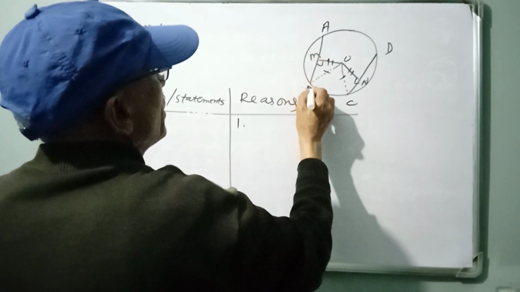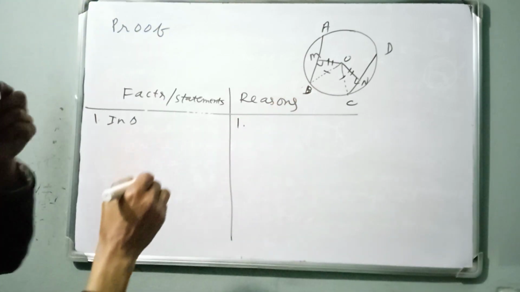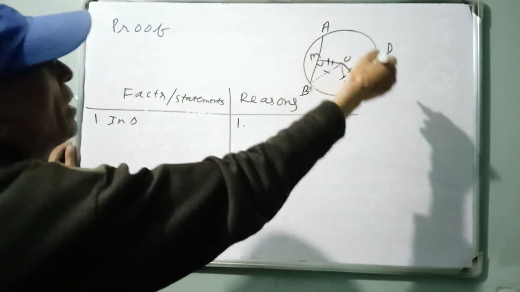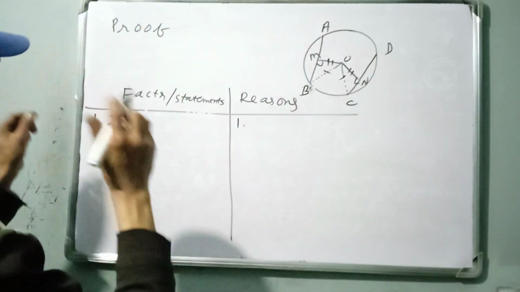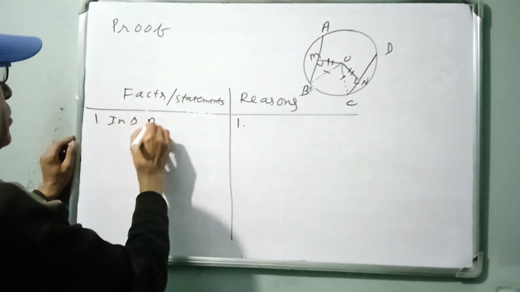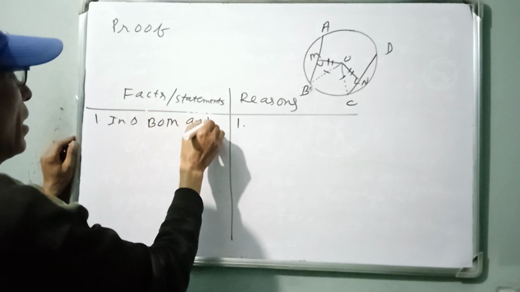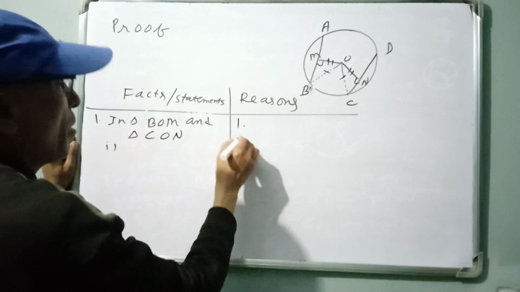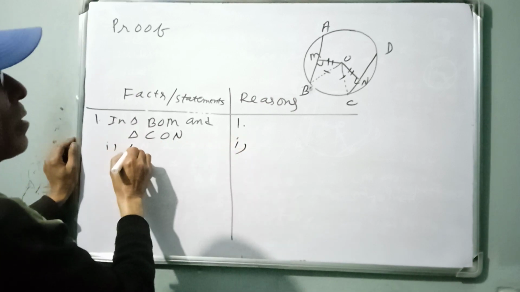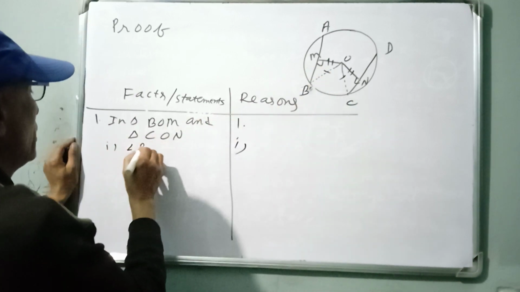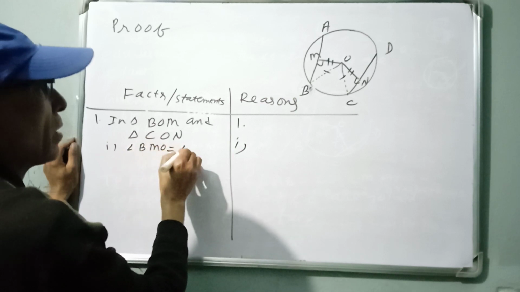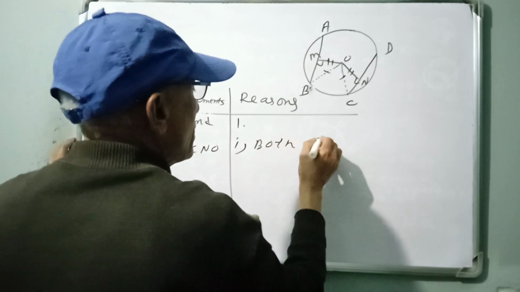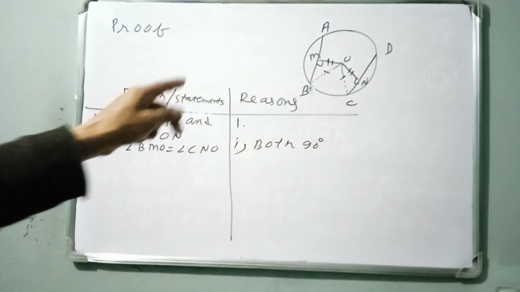I have written AB and CD. See, in triangle BOM and triangle CON, can you apply RHS fact? Right angle. Which is right angle? Angle BMO equals angle CNO, both 90 degrees. Why 90 degrees? Distance equal.